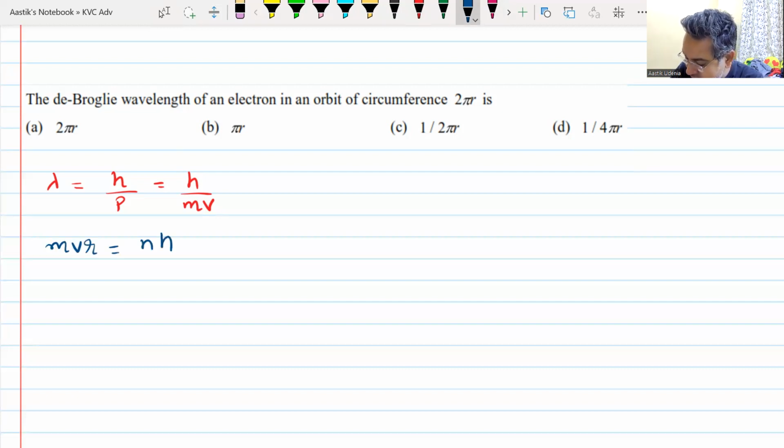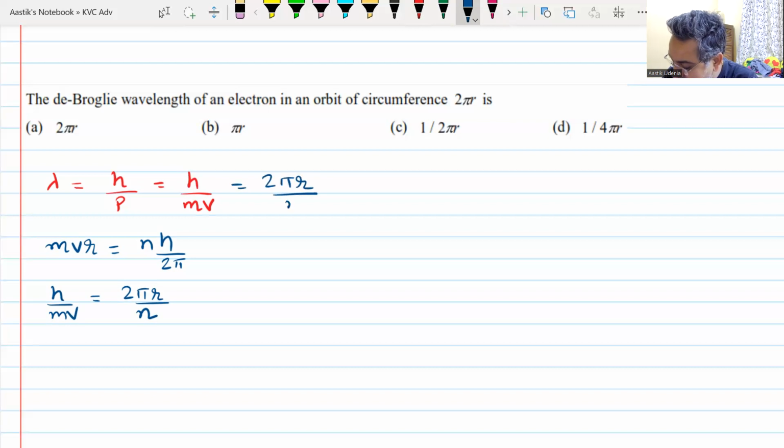MVR is nh by 2 pi. Yes or no? Yes, sir. So from there you can find out the value of h by mv. H by mv will be equal to what? 2 pi r divided by n. Yes or no? Yes, sir. So this is equal to 2 pi r divided by n. Yes or no? Yes, sir.